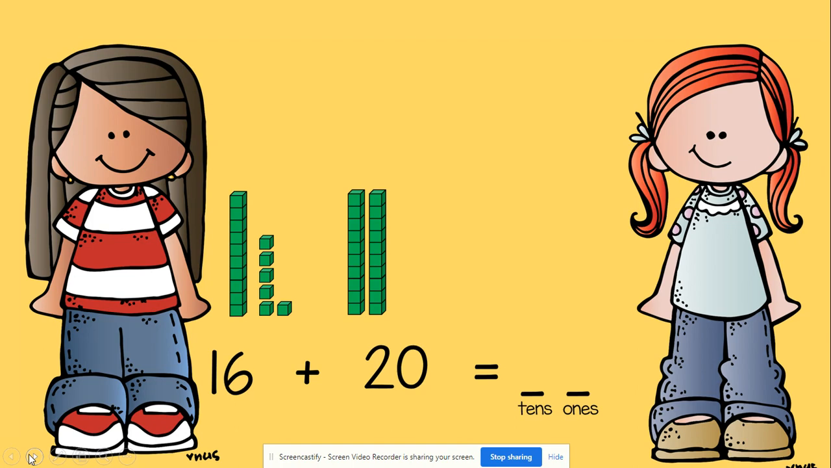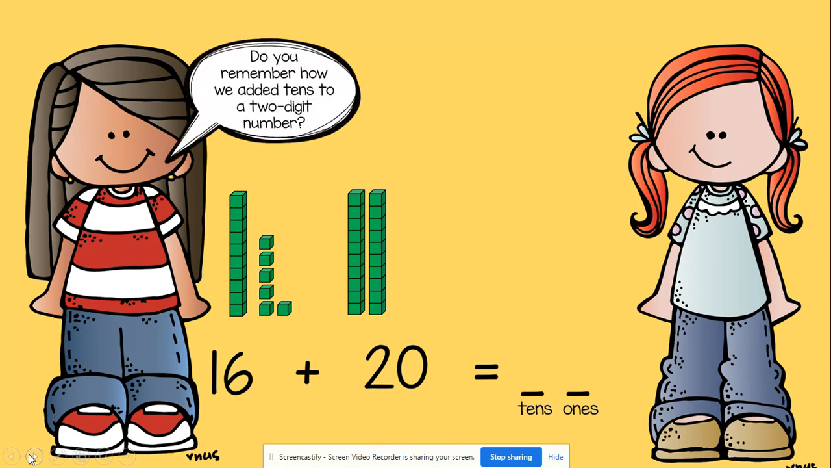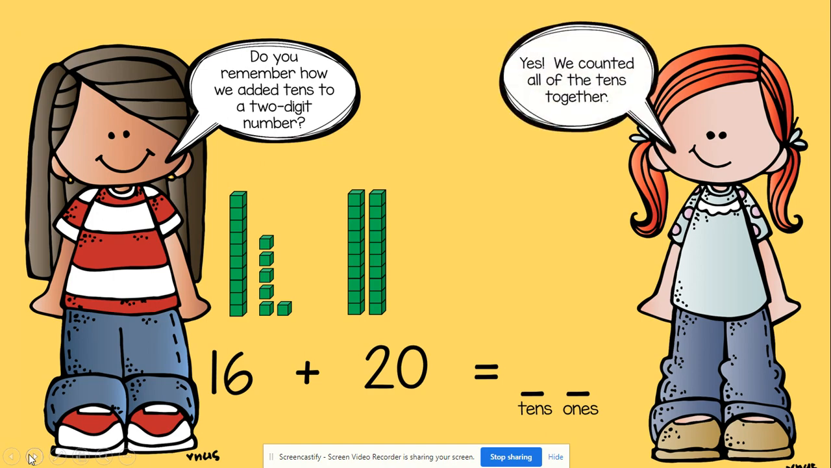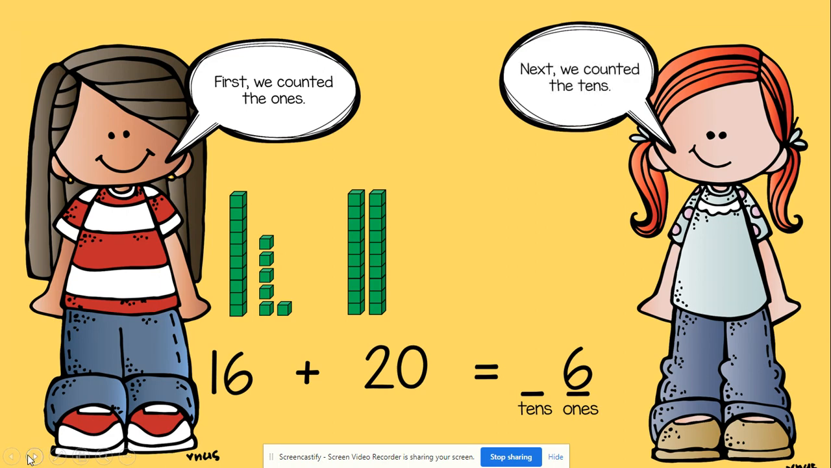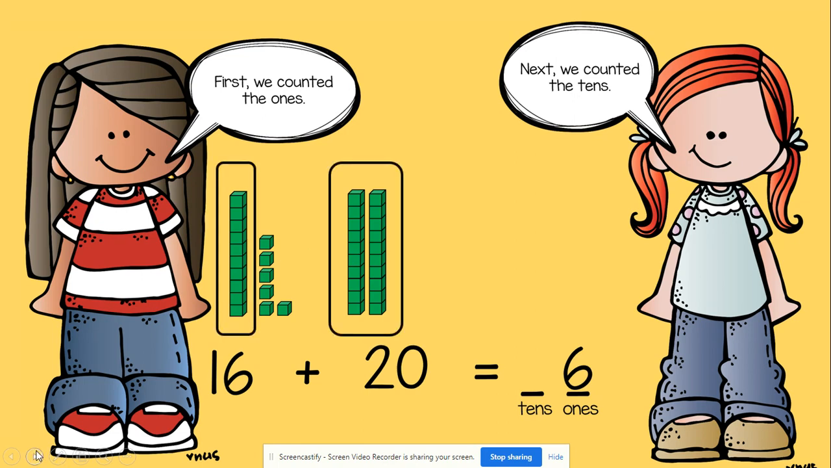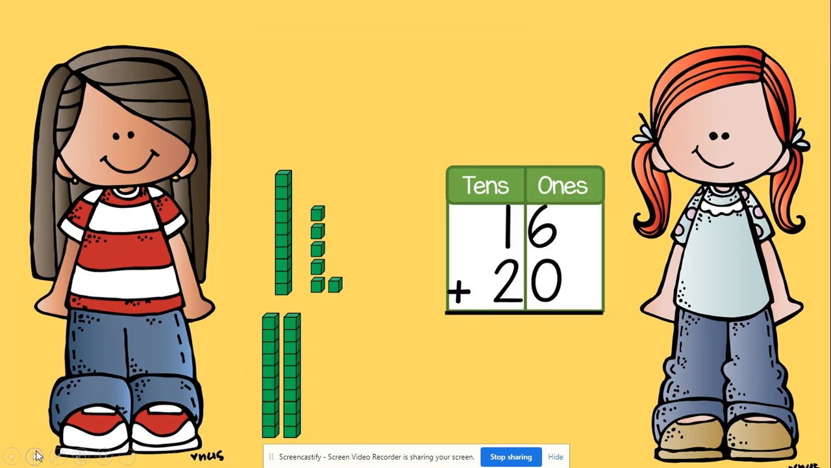Okay, so we're going to look at this one. 16 plus 20. Do you remember how we added tens to a 2-digit number? Yes, we counted all the tens together. First, we counted the ones. So there are 1, 2, 3, 4, 5, 6 ones. Next, we counted the tens. How many tens are there? 1, 2, 3 tens. 36.